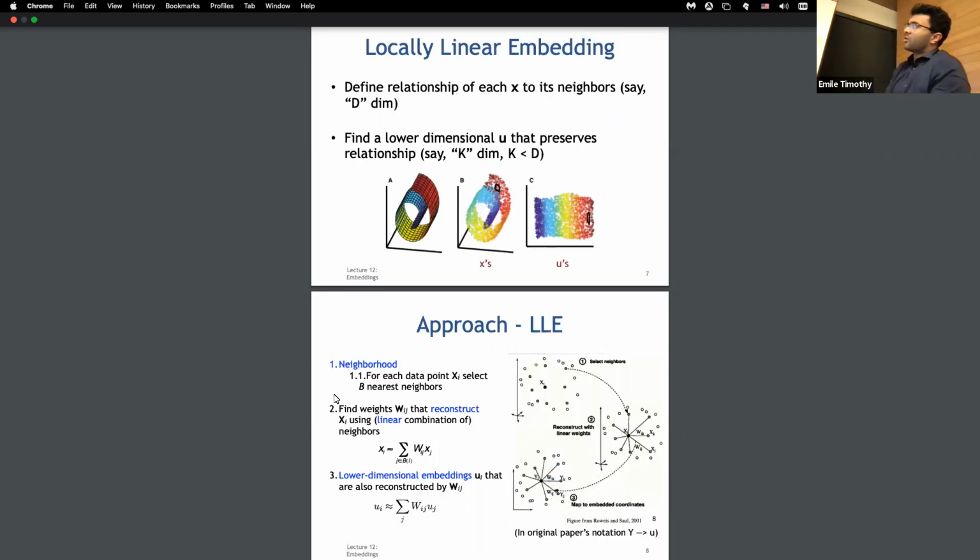So let's talk about our approach for LLEs. So you have a neighborhood. For each data point xi, select b nearest neighbors, and find weights wij to reconstruct xi using linear combinations of neighbors. So xi is approximately equal to the sum of wij xj. And then lower dimensional embeddings, ui, are also reconstructed by wij via this notion that ui is approximately equal to the sum across all j's of wij times uj.